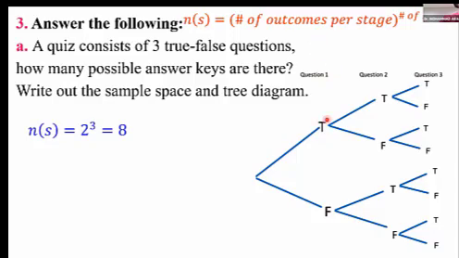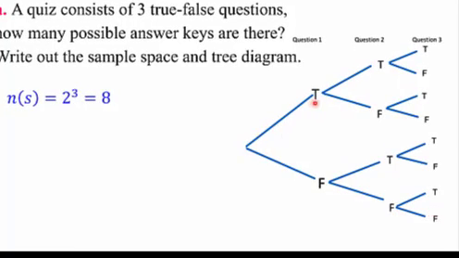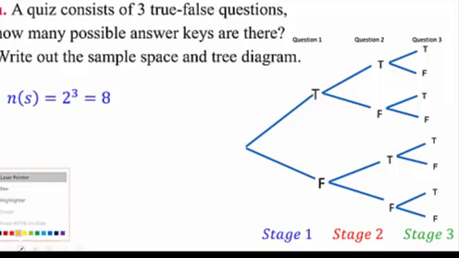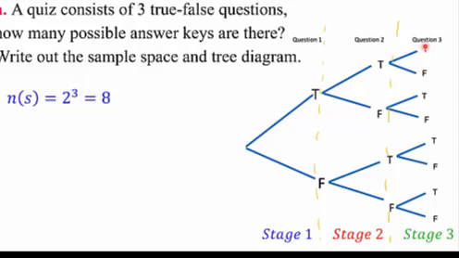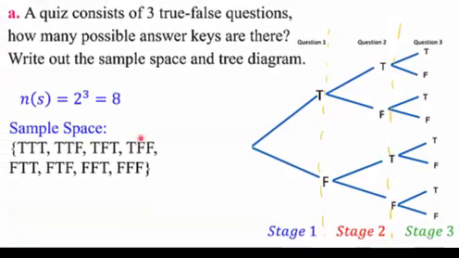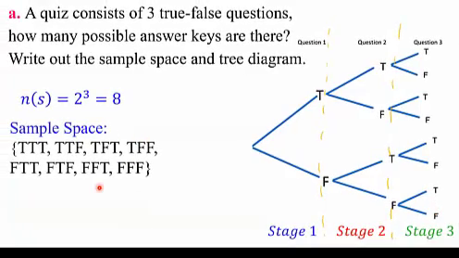So look at the first stage. Here's your first stage. Here's your second stage. And here's your third stage. T, T, T. So look at the stages and we can separate them. Each question gives you 1 stage. For example, this one is T, T, T, whereas this one is T, T, F, and so on. The last one would be F, F, F, resulting in the following 8 pieces of sample space.